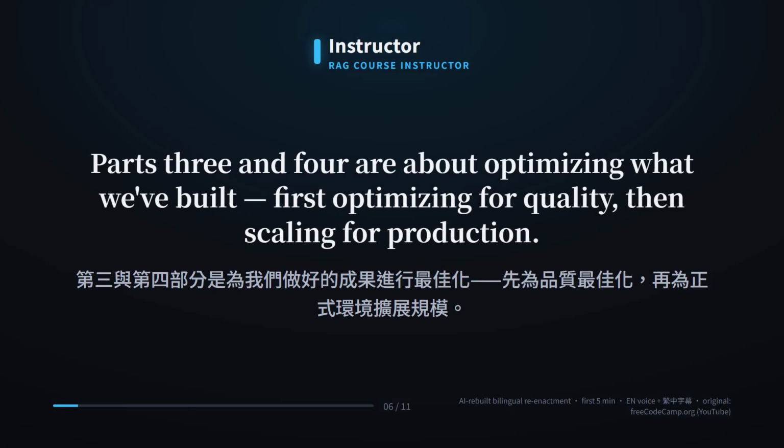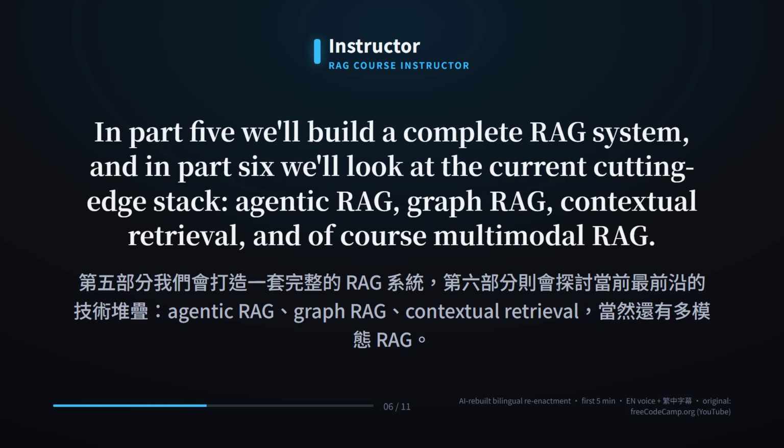Parts 3 and 4 are about optimizing what we've built. First optimizing for quality, then scaling for production. In Part 5 we'll build a complete RAG system, and in Part 6 we'll look at the current cutting-edge stack: agentic RAG, graph RAG, contextual retrieval, and of course multimodal RAG.